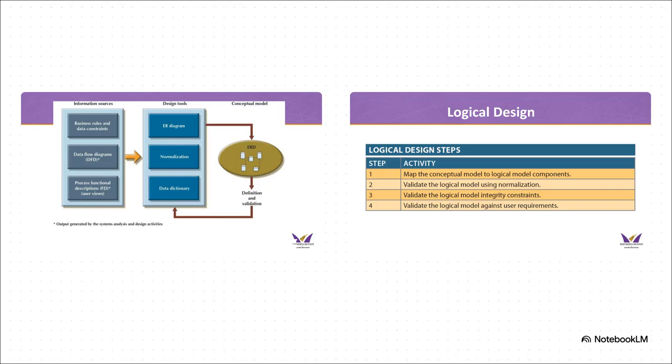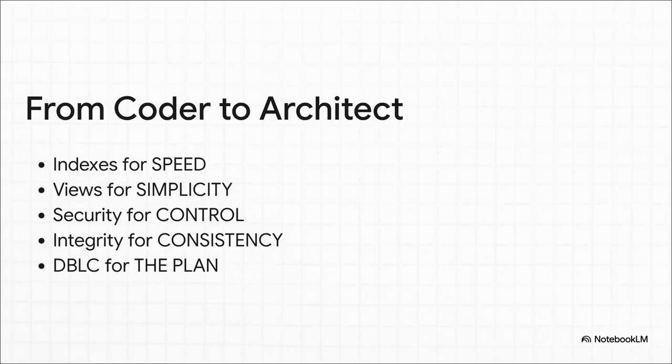You start with conceptual design. That's the big picture idea, the kind of thing you'd sketch on a whiteboard to figure out what you're building. From there, you move to logical design, where you turn that rough sketch into a formal blueprint, like an entity relationship diagram. This is where you map out every table, every column, and every relationship before you ever write a single line of code. So let's bring it all home.